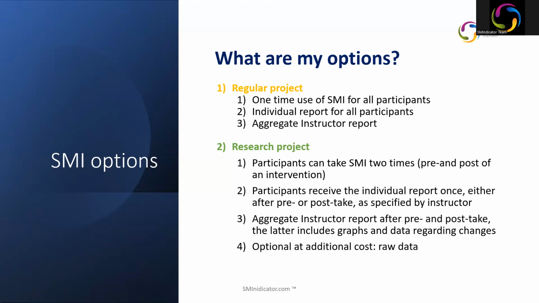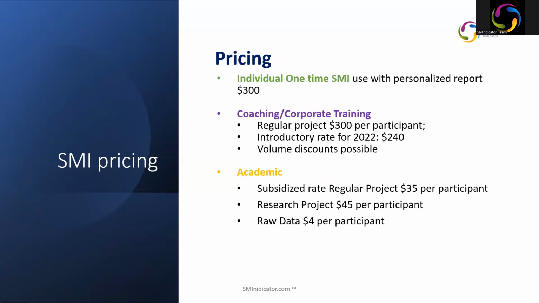We haven't really mentioned pricing options yet, so I thought I'd include this in this video. The one-time use for an individual for the SMI together with the personalized report is $300. That means that that's also the fee for a coaching or corporate training setting. We do, however, have a promotional rate for 2022 of $240. And we will, of course, offer volume discounts, which we will discuss directly with you depending on your needs.